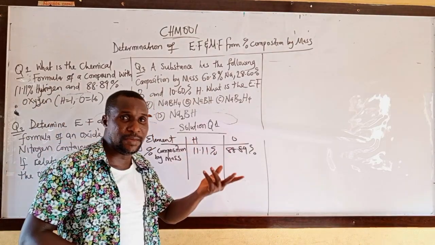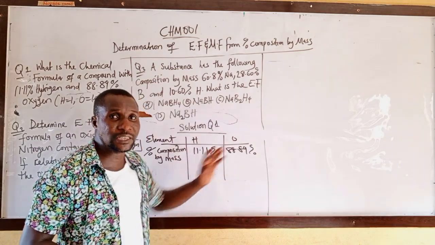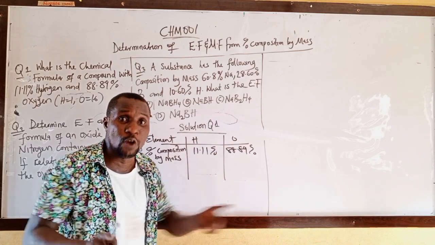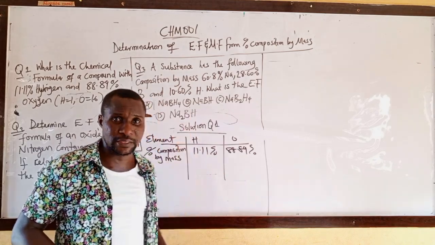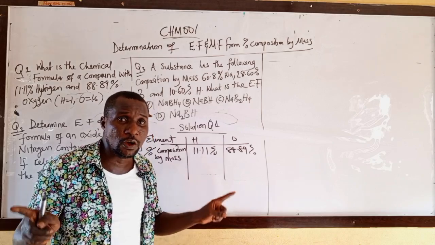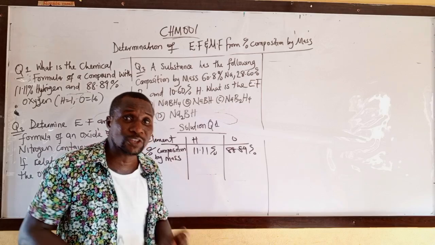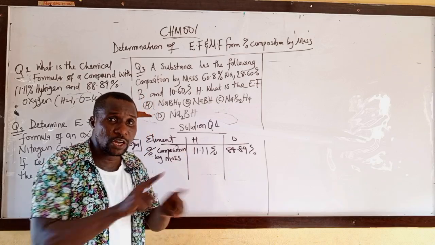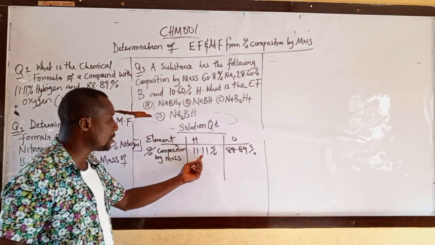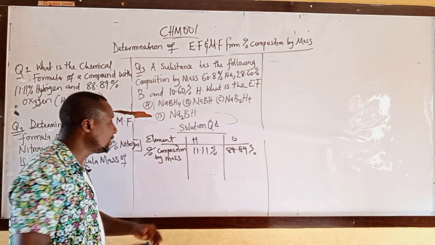If there are 3 elements in that compound, the addition of their percentage composition by mass must give you 100. If there are 4 elements in a compound, their percentage composition by mass must also give you 100. If you add 11.11 and 88.89, you must get 100. Take note. Then what is the next thing?